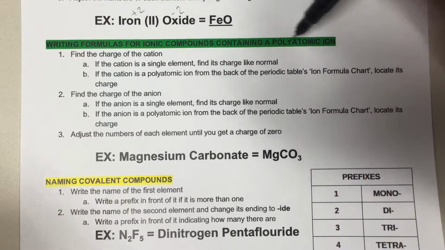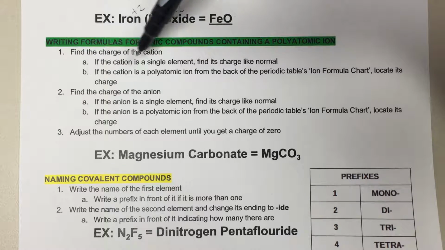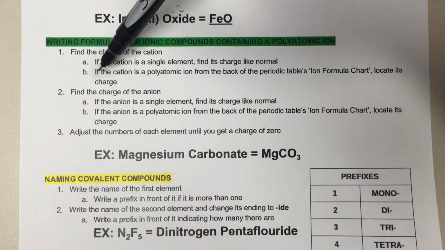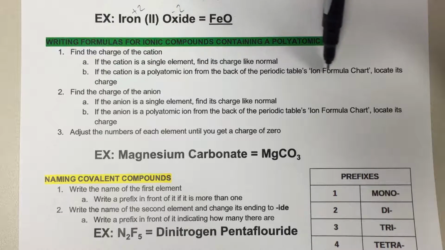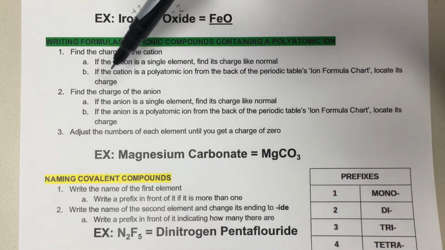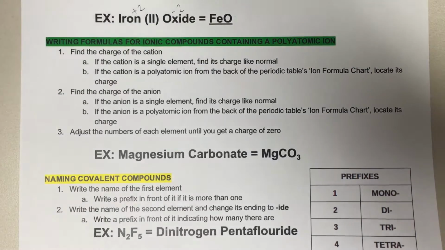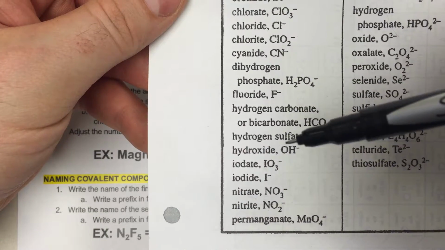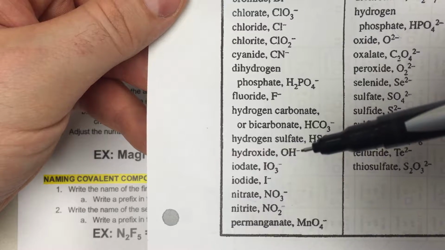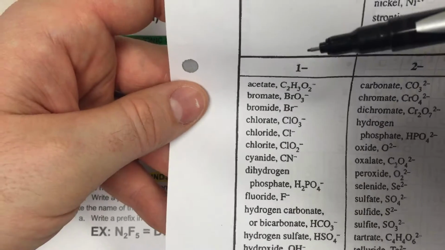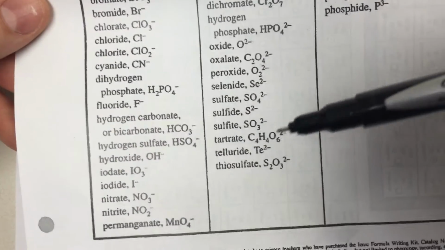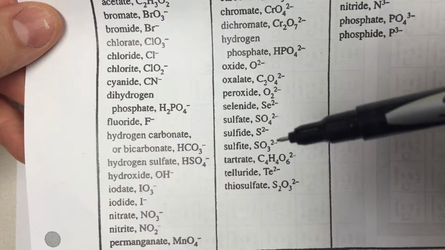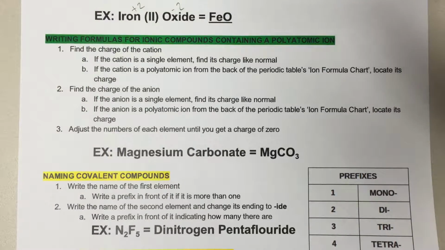Writing formulas containing a polyatomic ion. You find the charge of the cation. If the cation is a single element, find its charge like normal, like we did before. If the cation is a polyatomic ion from the back of the periodic table's ion formula chart, locate its charge. What I mean is that if you see a group, let's do the OH one again. If you see this OH in your compound, find its charge. It tells you right there. It's -1. There's no number, it's a -1. Or you could look at the top column. That's -1. So let's pick another one. This one, sulfite, SO3. It has a charge of -2. That's what I mean about find the charge.